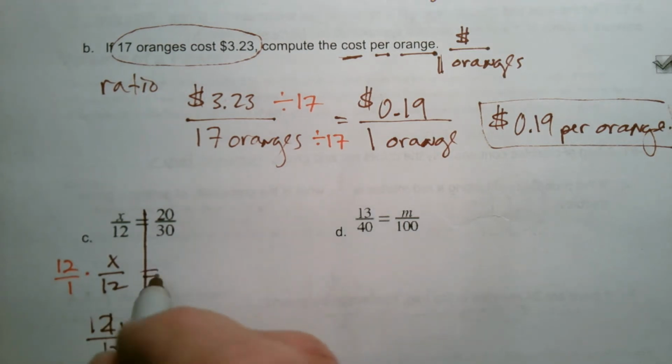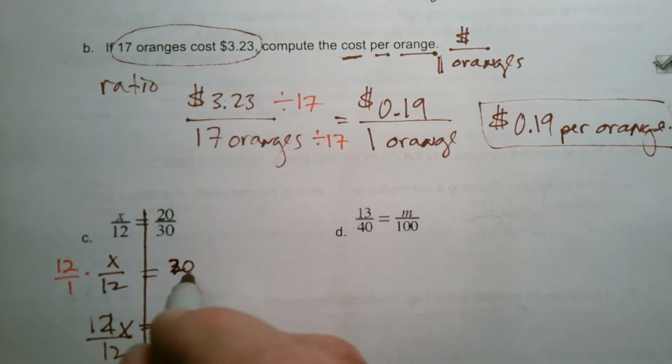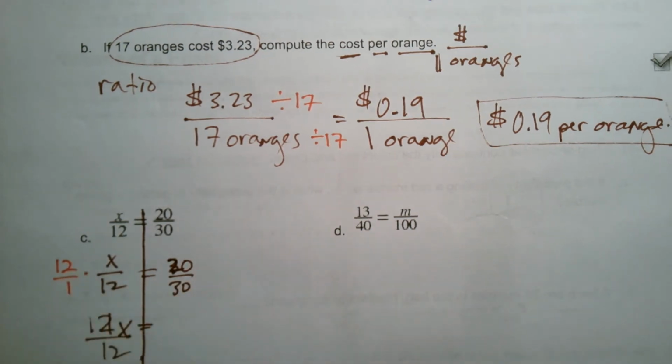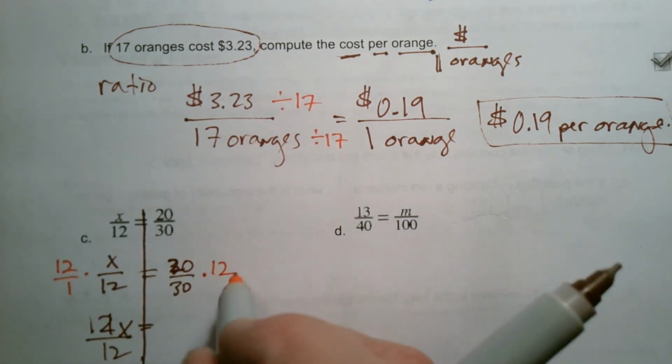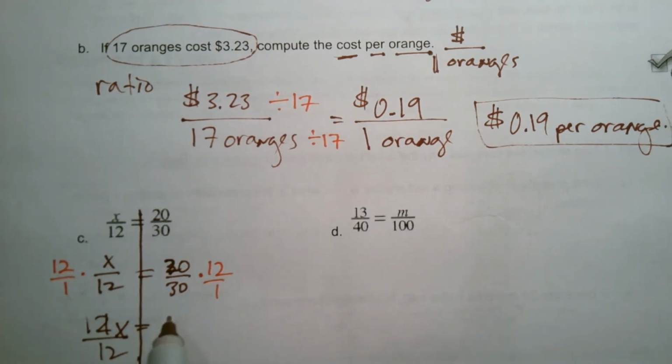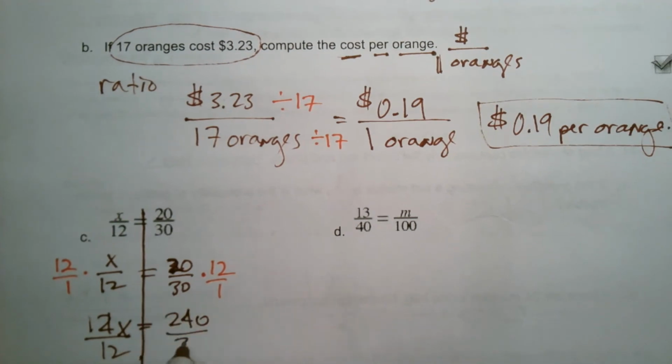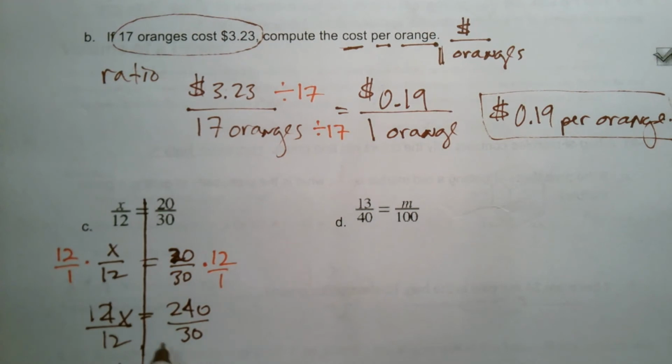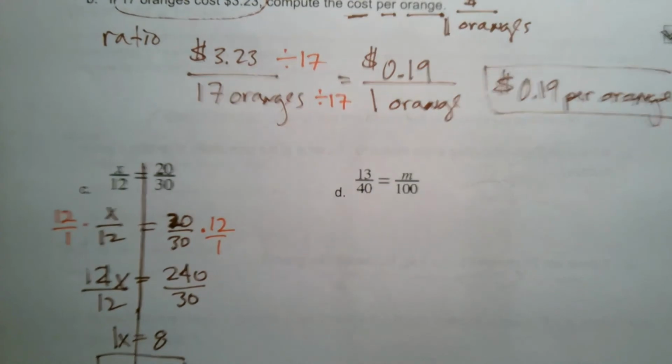So to do this legally, though, on any equation, if you're going to do one thing to one side, you always do it to the other side as well. So I'm going to multiply 20 over 30 times 12 over 1 as well. So here, again, I can simplify first, or I can just multiply straight across. 20 times 12 is 240. 30 times 1 is 30. And then I can think about, does 240 divided by 30? It sure does. Divides 8 times. So x is equal to 8. That's one method of this.